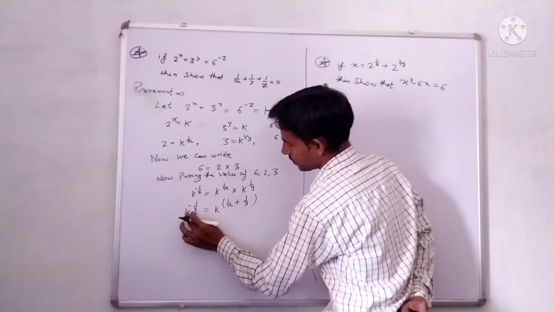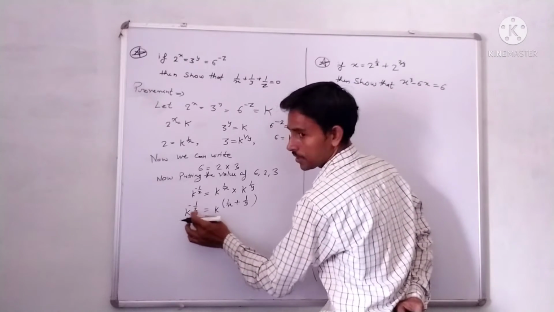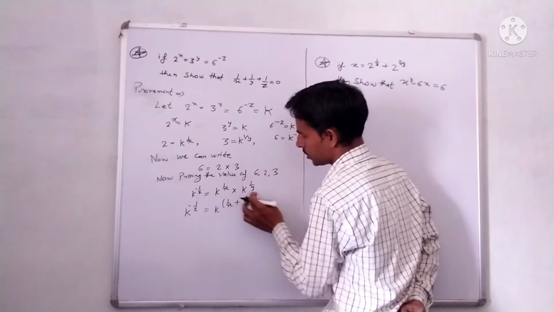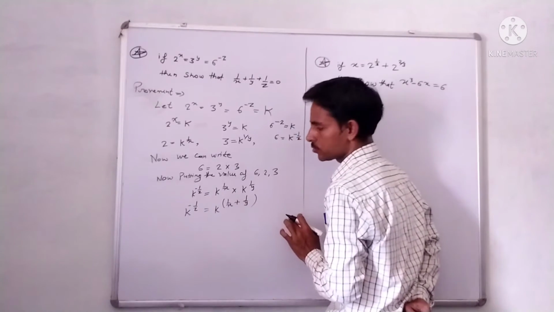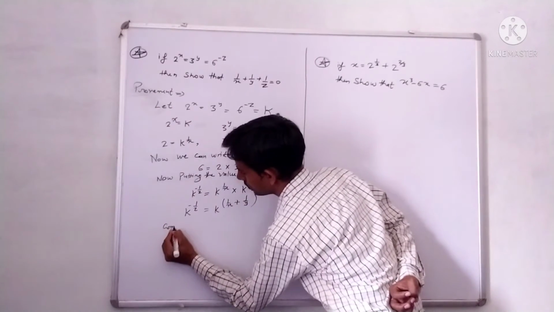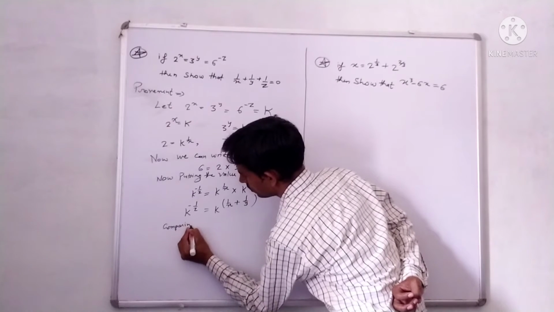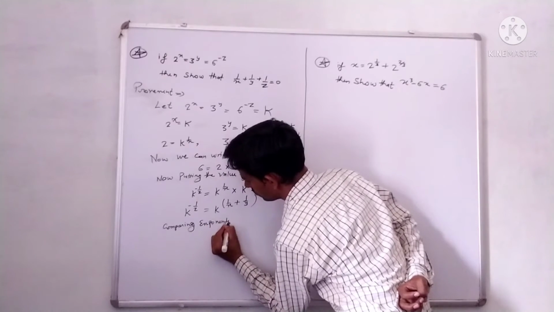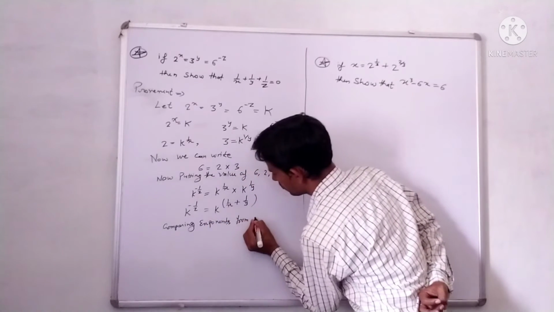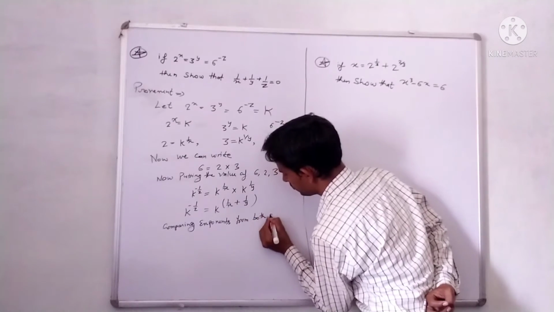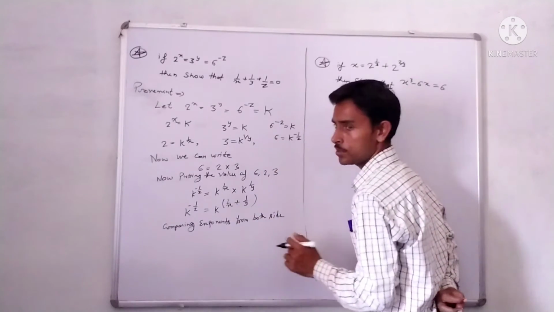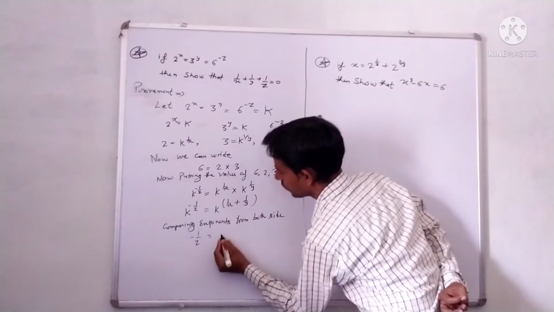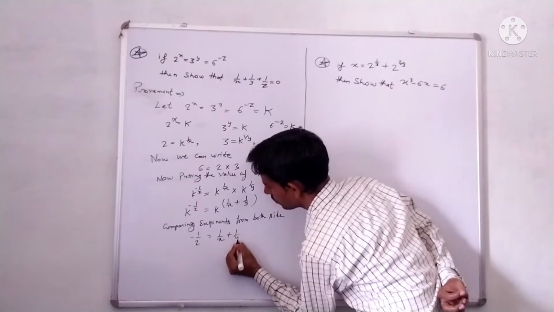So here this is base k, and here also base is k, but here exponent is this and here exponent is this, so exponents are different. So we can write comparing exponent from both sides. Compare exponent from both sides. So here exponent was minus 1 upon z and here exponent was 1 upon x plus 1 upon y.